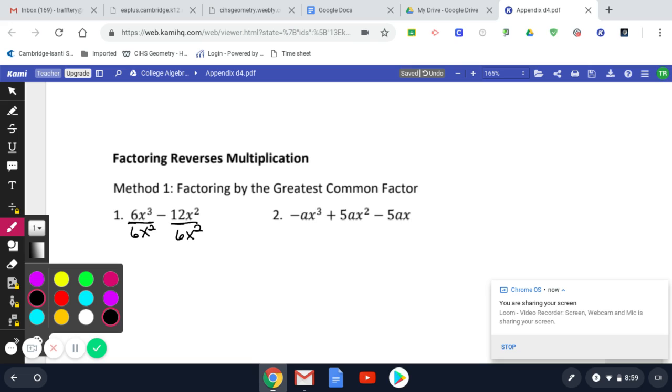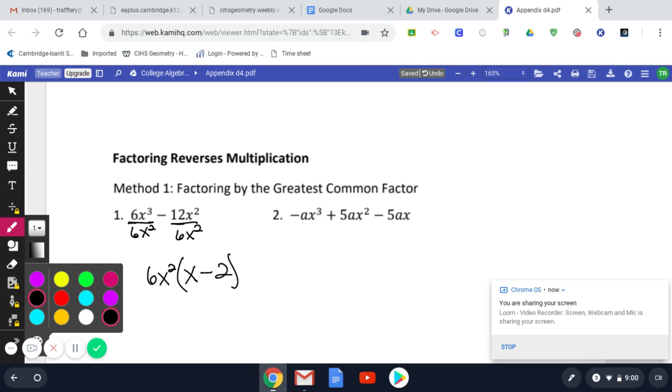Because what I'm doing is when I write it on the outside, remember, it's like you're saying, hey, if I multiply this back in, I need to get back to that original thing. So then I can see that 6 divided by 6 is 1, and x cubed divided by x squared is just x. 12 divided by 6 is negative 2, and then your x squareds cancel. So this is what would be considered factored form.